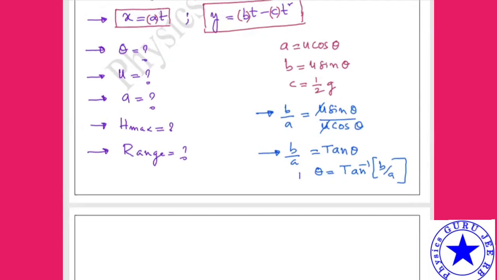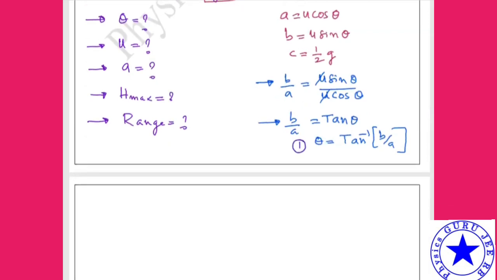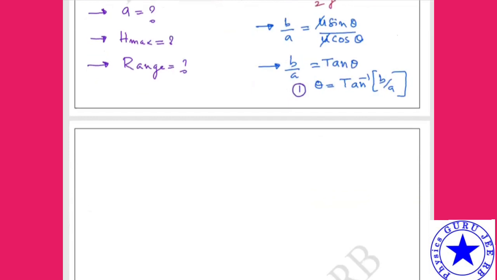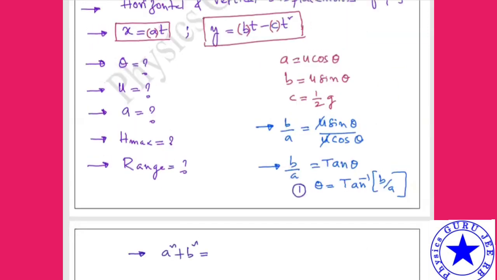This is the first one completed. Number two, we want to calculate u value. How to calculate u value? See, to calculate u value, a square plus b square equals to... we have to take only ABC values and we have to try to convert that one.